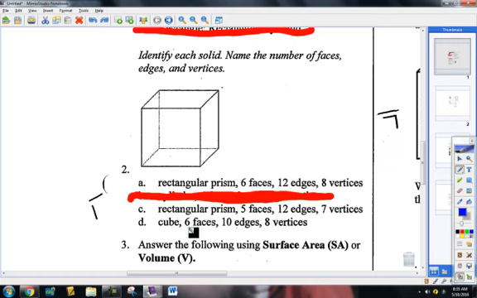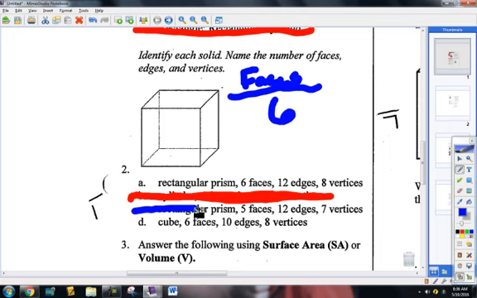Okay? So we know that it could be A, B, or C. First of all, let's think about faces. The faces of this. How many sides does a rectangular prism or a cube even have? 6. It has 6. So right away, I'm able to eliminate letter C. You guys see that? Okay, so that gets rid of that. Now we know it's either one of these. So now we got to go to edges.